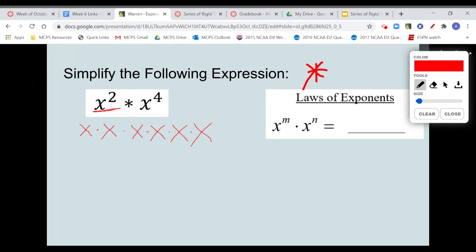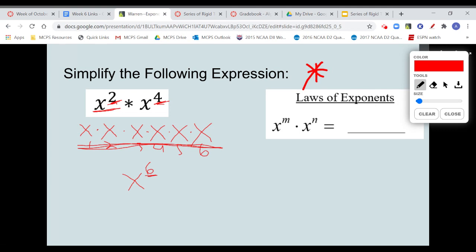Well, when I look at this, how many total x's do I have here? I have 1, 2, 3, 4, 5, 6 total x's. So I could simplify that to say x to the 6th power. It's x times itself a total of 6 times. 6 x's multiplied times each other. And if you notice that this number 6 is really just taking the 2 and the 4, because first I had 2 x's times 4 x's, that gives me a total of 6 x's.